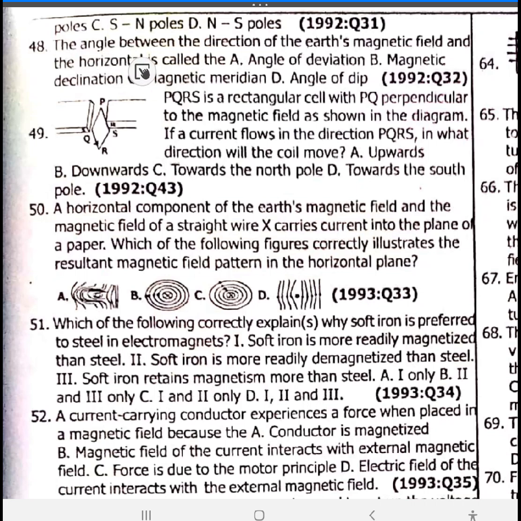So this one is the angle of the magnetic field, the angle between the Earth's magnetic field and the horizontal. They didn't put north. You get? They didn't put north. So it is the angle of dip.